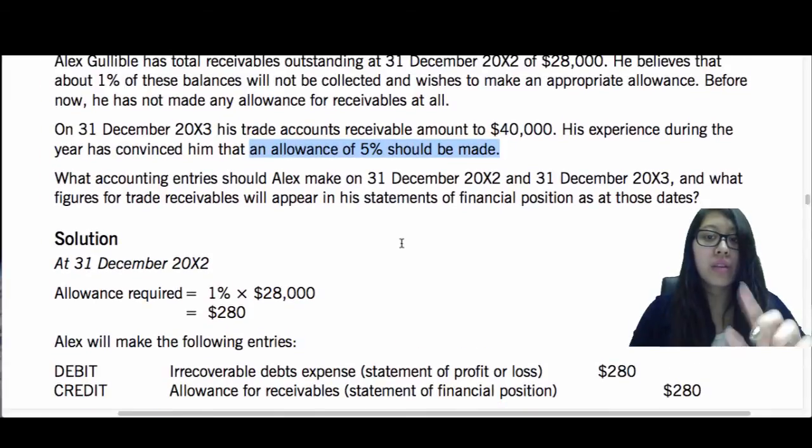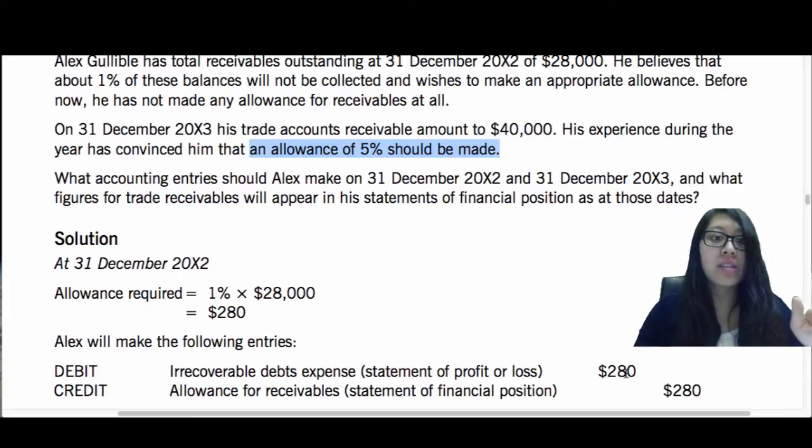And also, in addition to the previous point, the double entry was debit irrecoverable debts expense of 280 and credit the allowance of 280. So note how he has expensed this allowance off and he's reduced his trade receivables for that year by $280. Now, he already has an allowance of 280 and in the second year, he wants to create another allowance. So we need to consider the increase and the decrease.